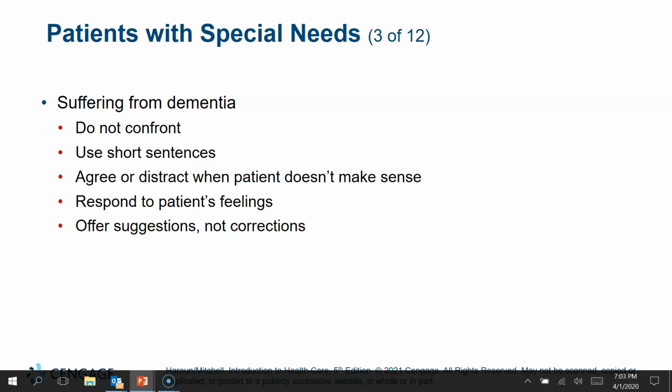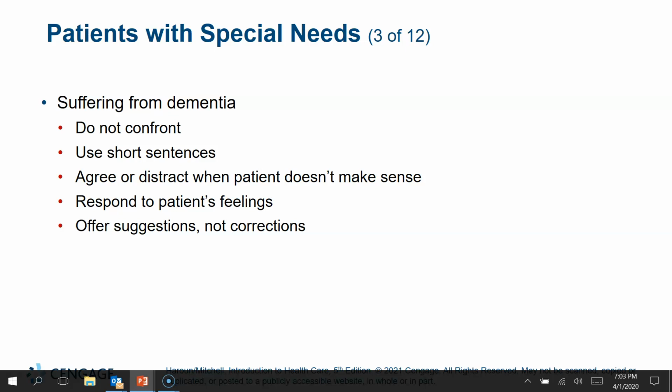If the patient doesn't understand what we're saying, try to rephrase your question. Don't just repeat it because apparently they didn't understand it. So maybe putting it in different words would be a little bit easier for them to understand.